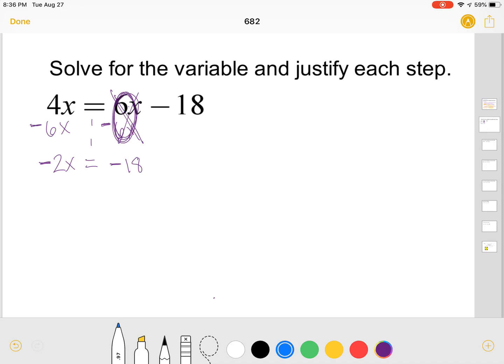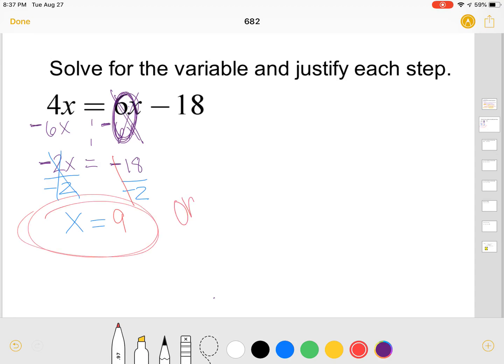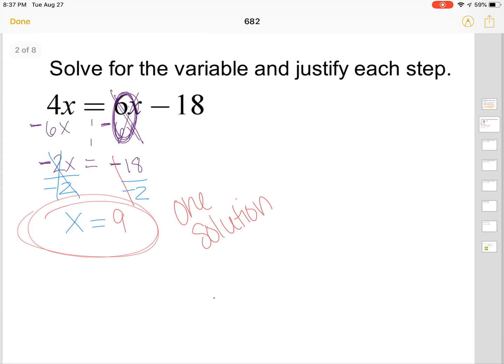The opposite of multiplying by negative 2 is dividing by negative 2. So here we have x equals negative 18 divided by negative 2. Our negatives eliminate each other, so it's going to be a positive answer, and 18 divided by 2 is 9. So x equals 9. And again, this is a case where we have one solution. There's one number in the entire universe that works for this problem that we can plug in for x and have this be a true statement and equivalent equation. All right, let's keep going.